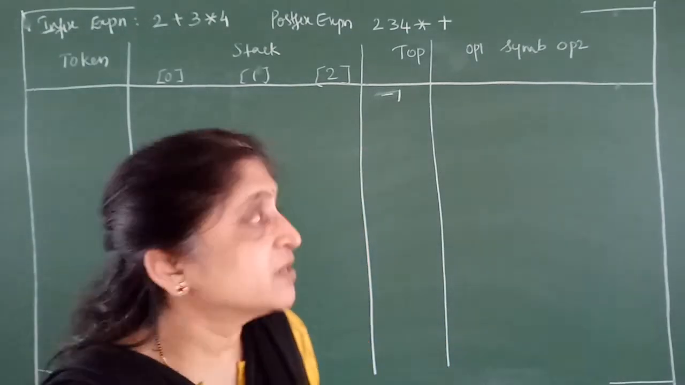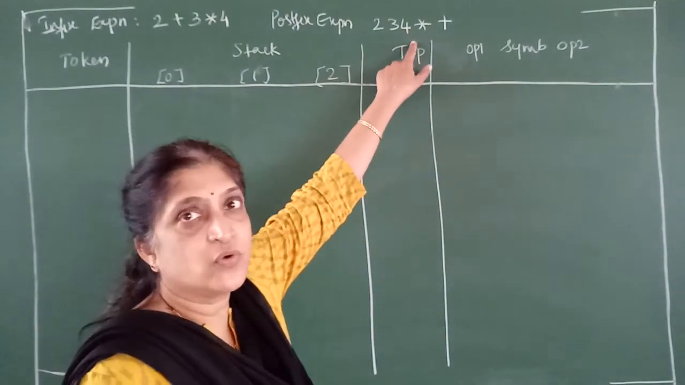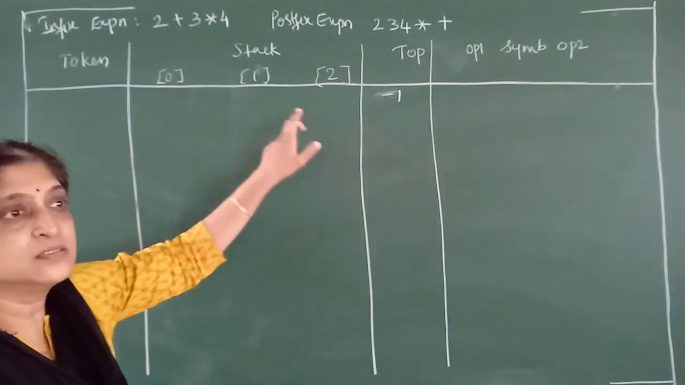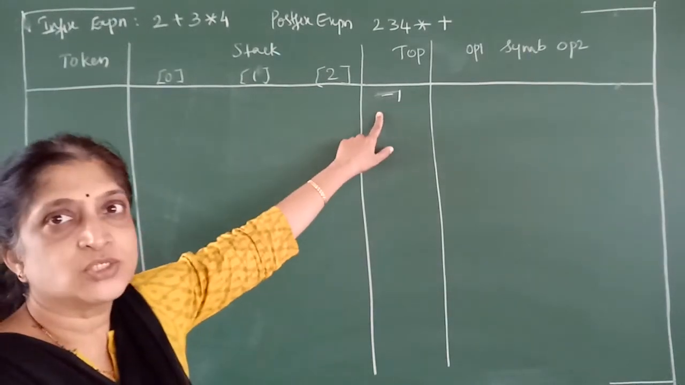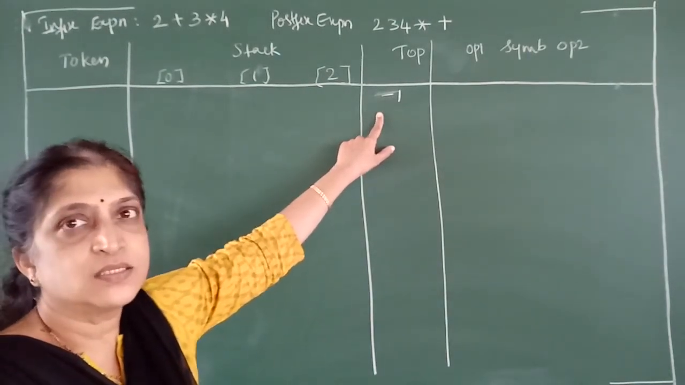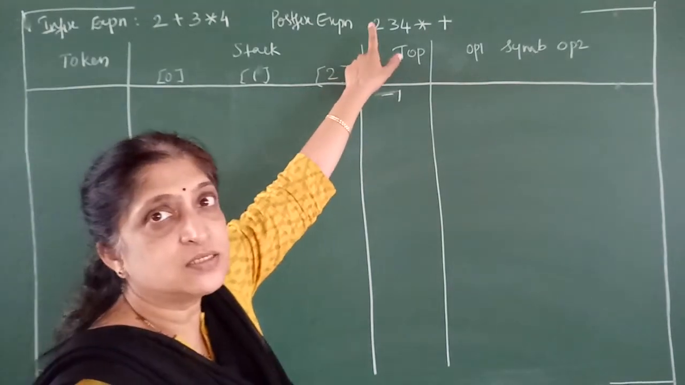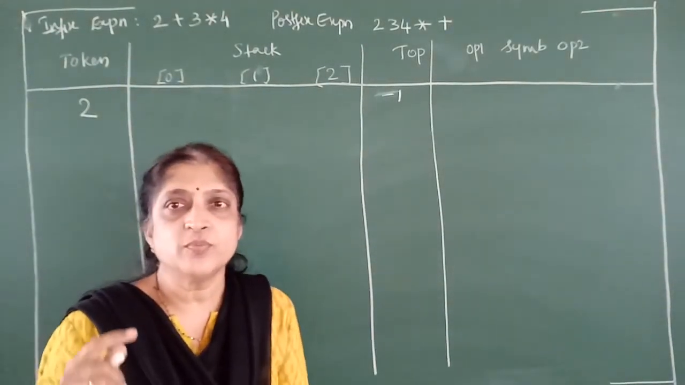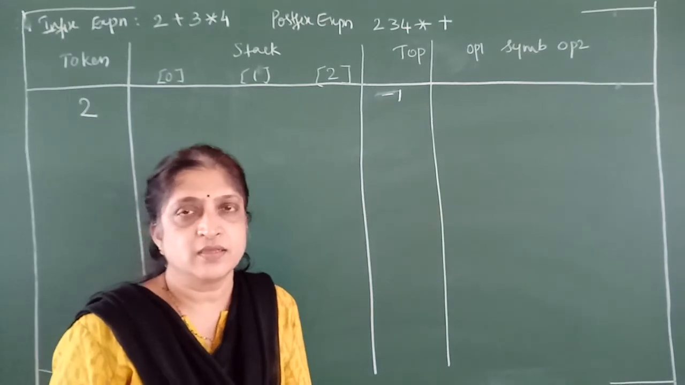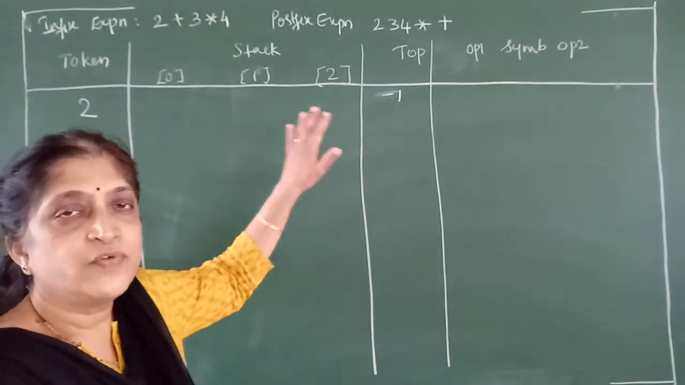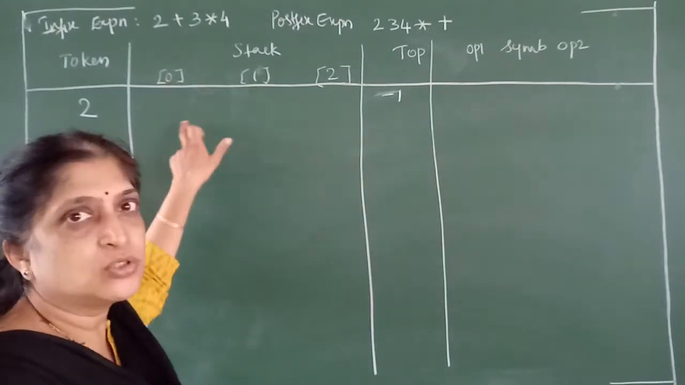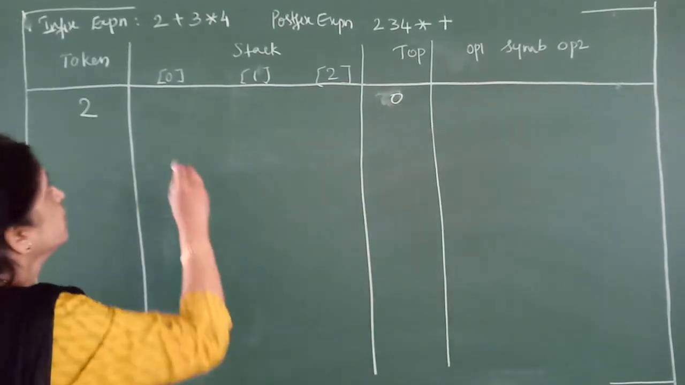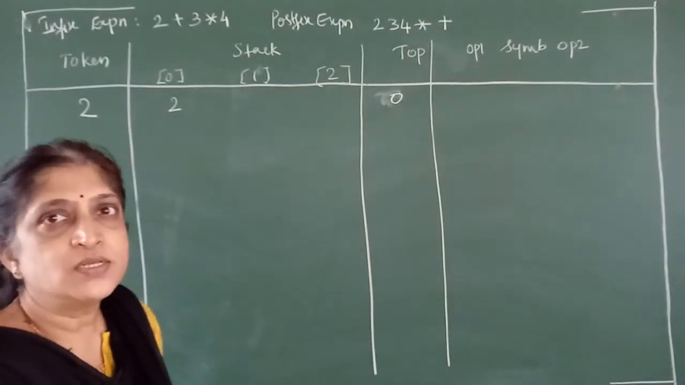Now the expression we are considering is 2, 3, 4 star plus. We have a stack with the size 3 and top is initialized to -1. Now let us consider the tokens. The first token we consider is 2. Since it is an operand, we have to push this operand to the stack. Currently the stack is empty. We will be pushing 2 to the 0th position of the stack. So top becomes 0. At this position we push 2 to the stack.